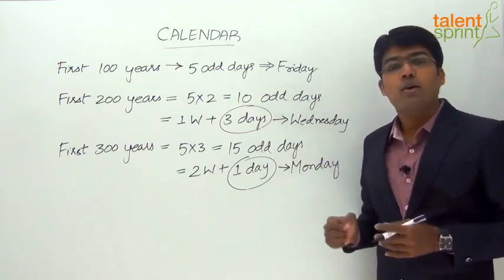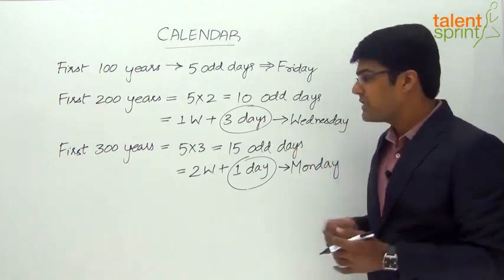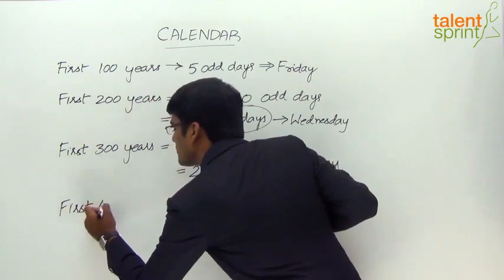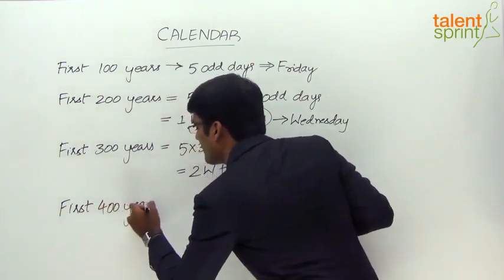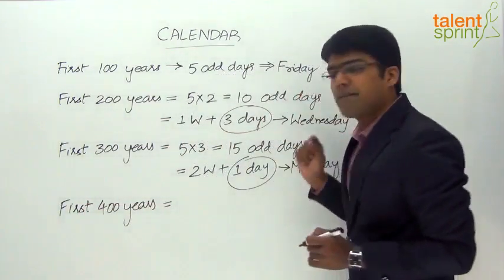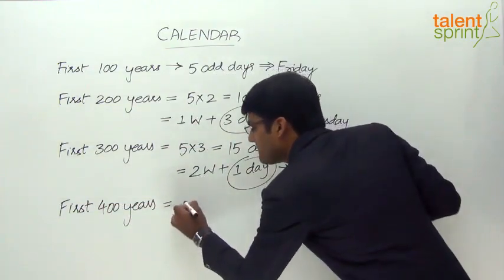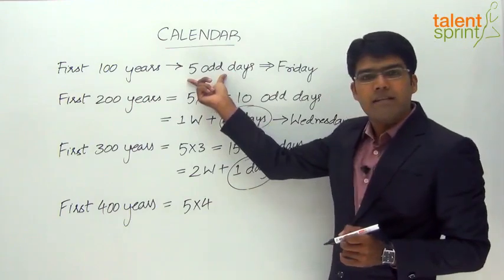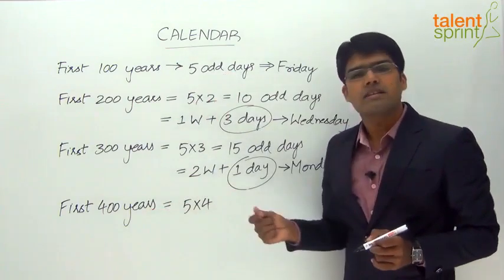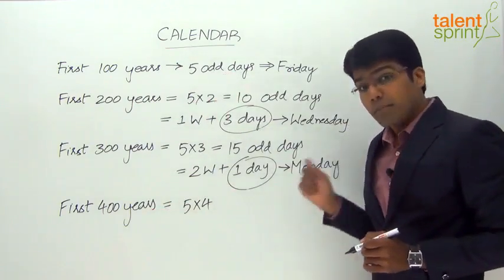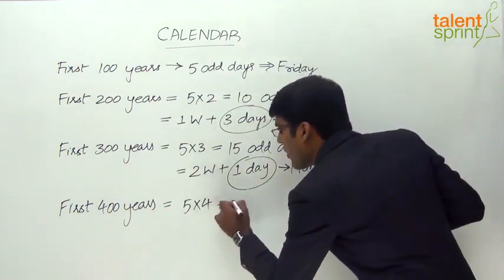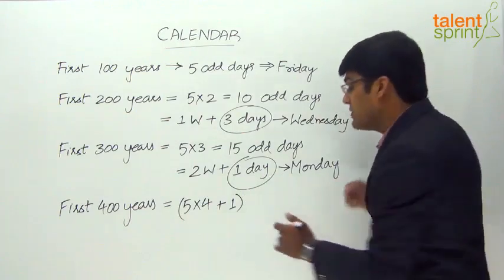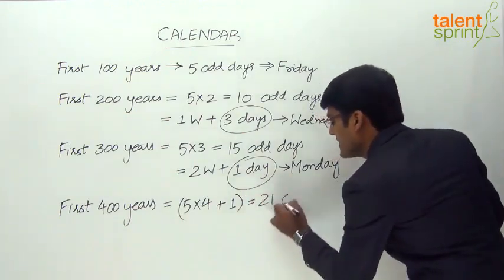Now let us do this for the first 400 years. Let's see what happens. In the first 400 years, if you observe, we will have 5 into 4, because each 100 years we have got 5 odd days, right? So for the first 400 years, we will have 5 into 4 plus 1 odd day. Total number of odd days will be 5 into 4 plus 1, which is equal to 21 odd days.